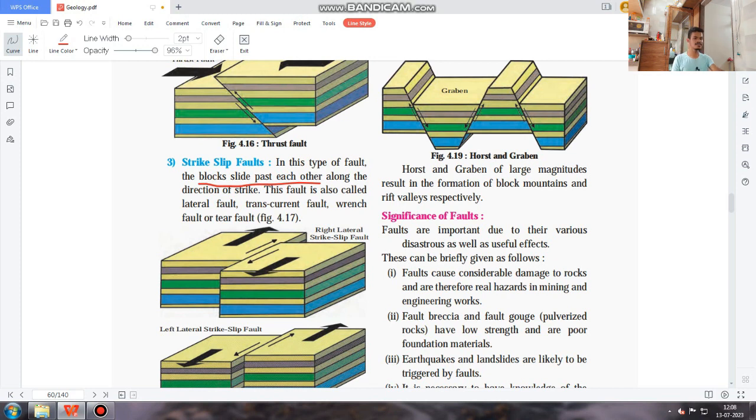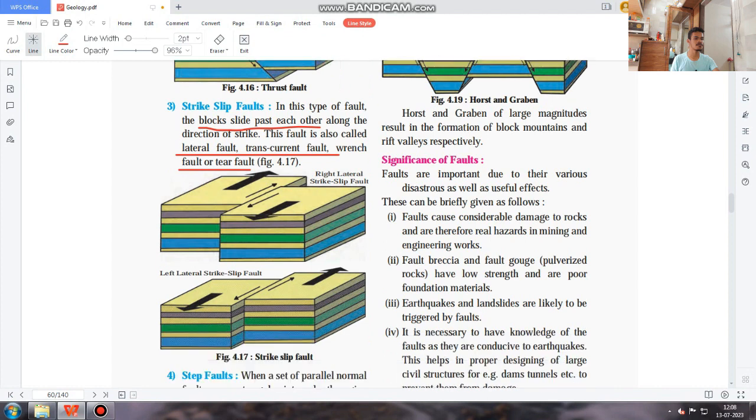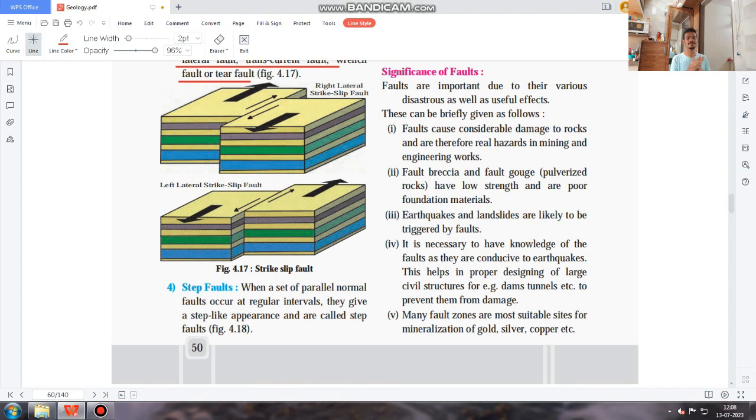Strike slip fault: the blocks slide past each other, back and forth. They are also called lateral fault, trans fault, wrench fault, or tear fault. So many names, and they can also ask the names. Lateral fault and strike slip are the same.